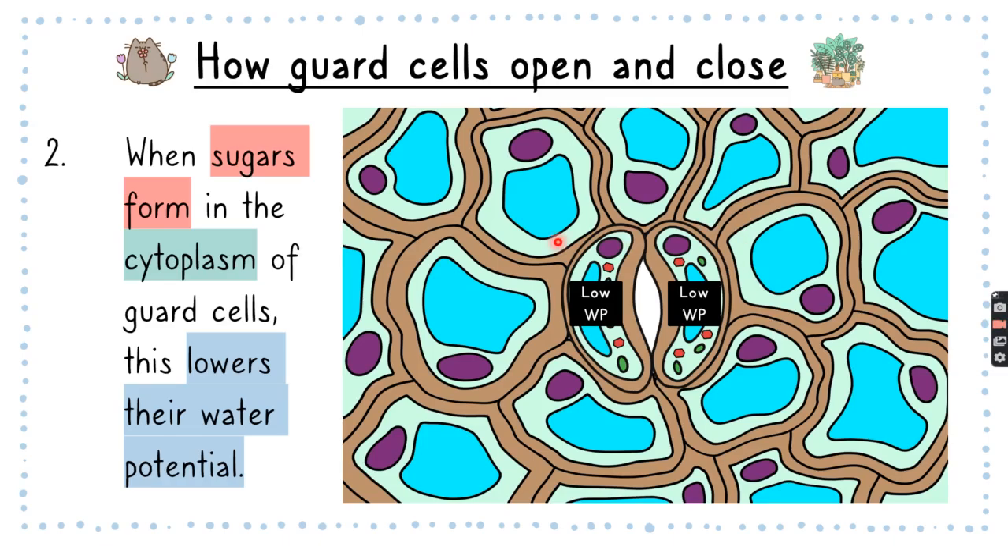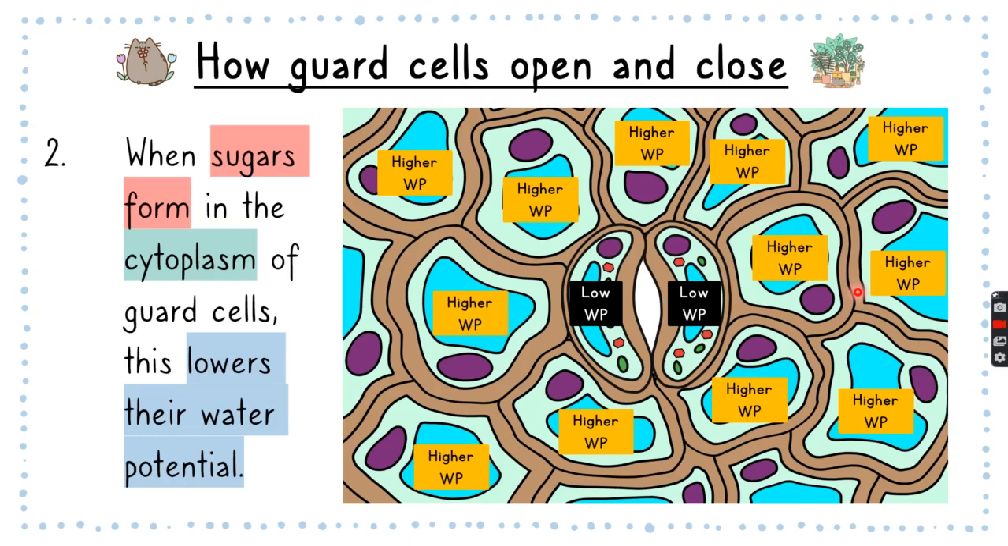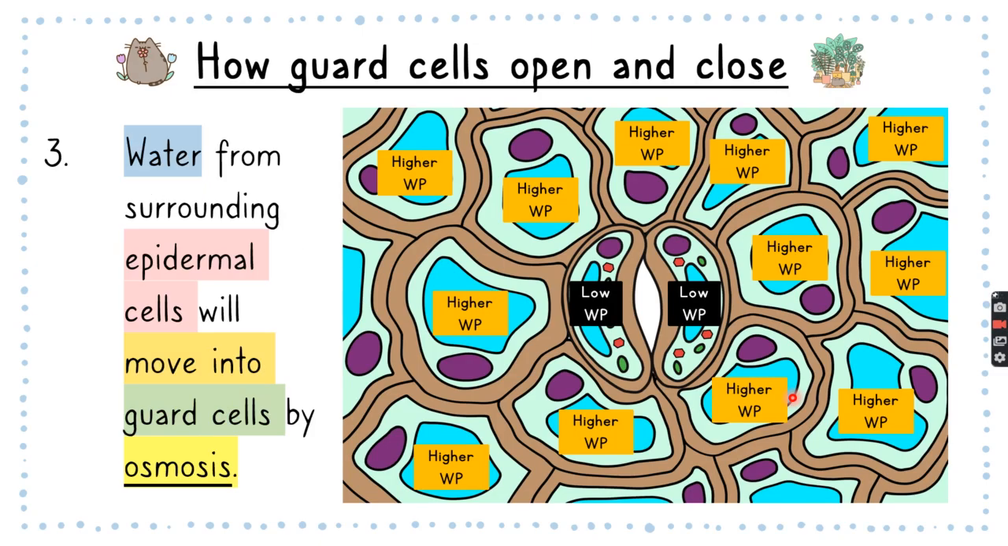So these would have lower water potential compared to these other cells surrounding them, which are the lower epidermal cells. These guys would have much higher water potential. Having this potential difference, you know what will happen next. Water from surrounding epidermal cells will move into the guard cells by osmosis. Because of this water potential gradient, water will move into the guard cells via osmosis.